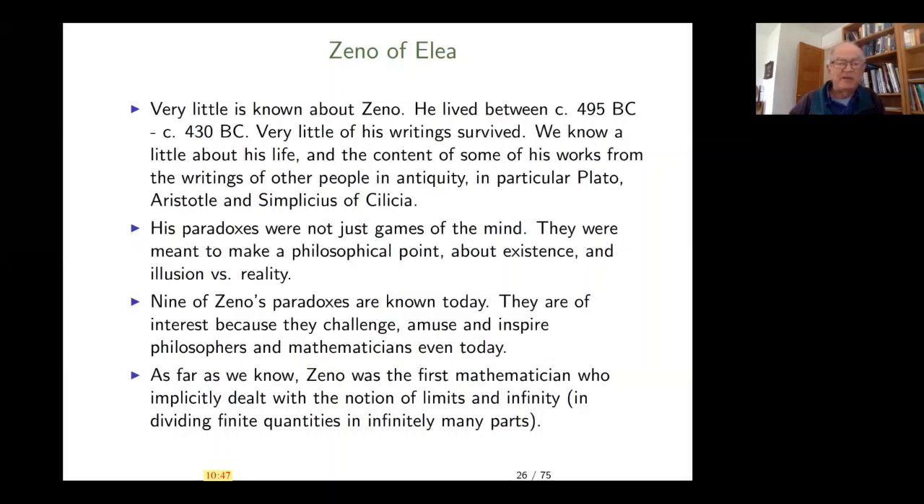Zeno was the first mathematician who implicitly, without making it explicit, dealt with the notion of limits and infinity. Because in these paradoxes, this is the essence, that there are finite quantities, infinitely many of them, and they add up to a finite quantity. So in the midpoint paradox, you have 1 mile, half a mile, quarter mile, eighth mile, 16th of a mile, and so on, infinitely many of these distances becoming smaller and smaller and smaller. But when you add them up, they all add up to 1 mile. So it's infinitely many quantities adding up to something finite. That is exactly the notion of a limit. Zeno didn't put it this way, but implicitly this is what it was.